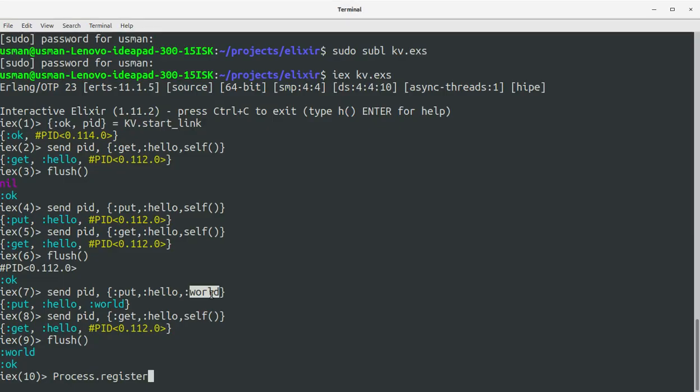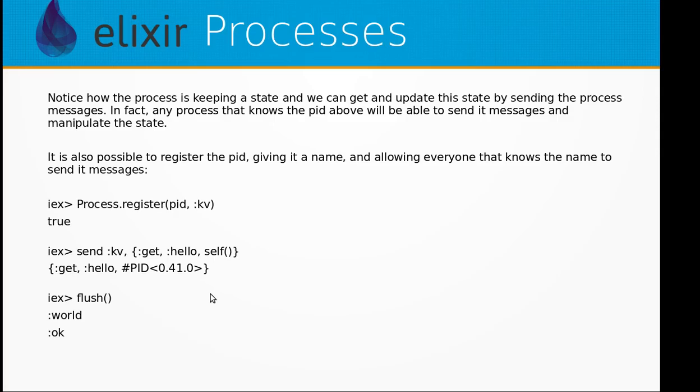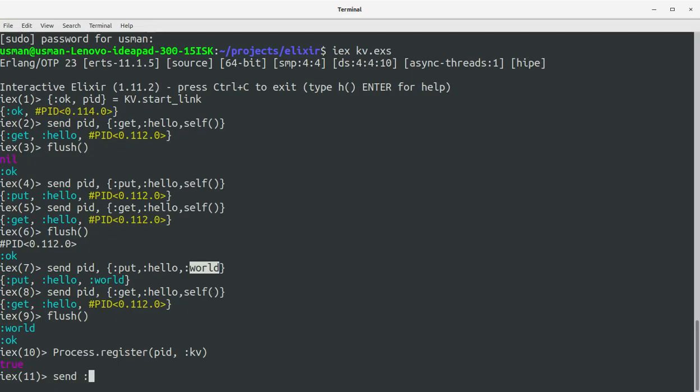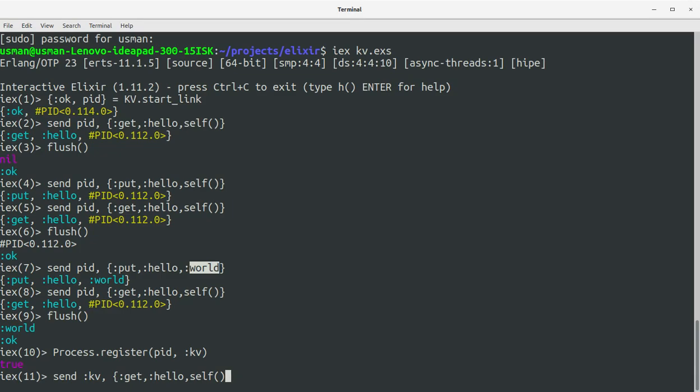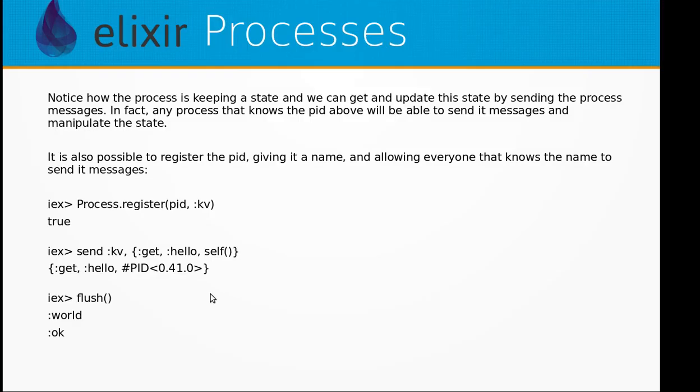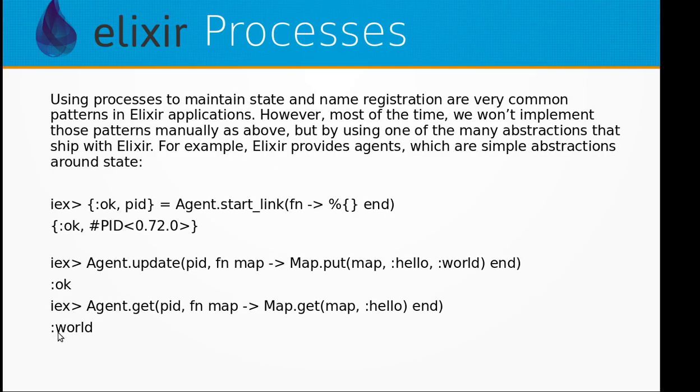Process.register PID, KV. Okay, we got true, and if I send KV, get, hello, self, and flush, I should get world here. Using processes to maintain state and name registration are very common patterns in Elixir applications. However, most of the time we won't implement those patterns manually as above, but by using one of the main abstractions that ship with Elixir.